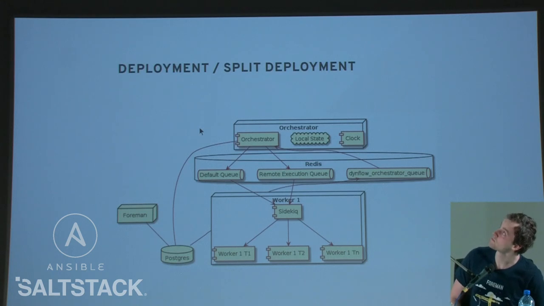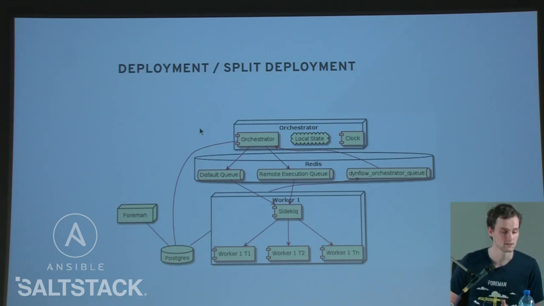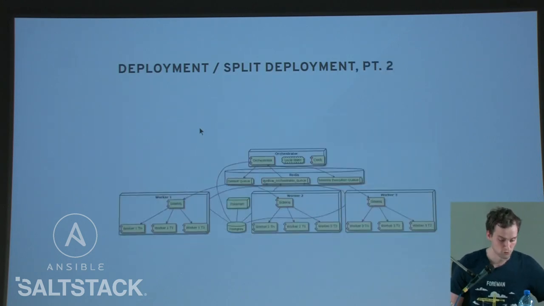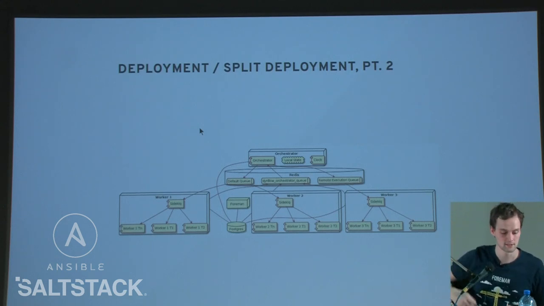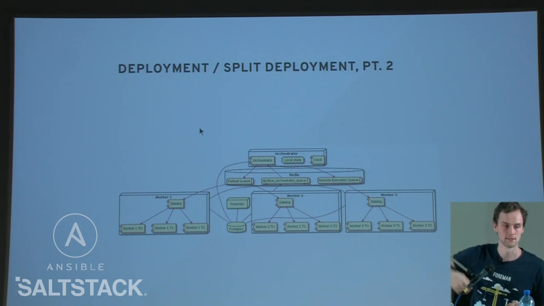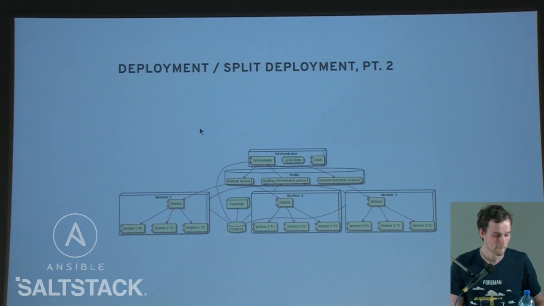We can also do split deployment, which is a new thing. In Foreman, it's in Nightly currently, and that's where we split the orchestrator into multiple processes and we added Redis into the mix. So the queues are now living in Redis and it should scale better and be more performant. And of course, it allows us to scale the workers independently of the rest, so you can just add more instances and this image could grow almost infinitely.